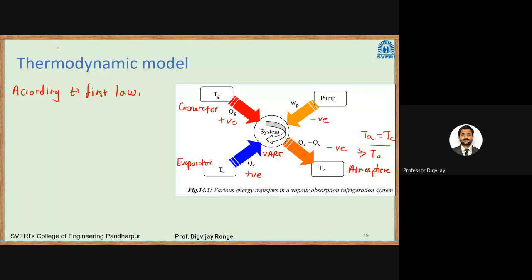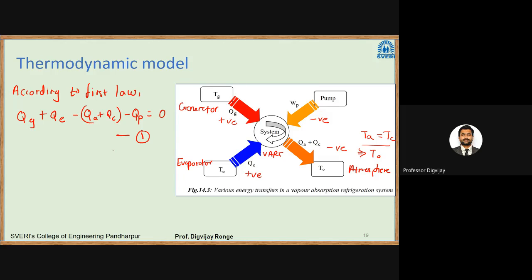So according to the first law, this will be QG, sorry, QG, and then will be QE. Then we have minus QA plus QC. Then we have minus QP is equal to 0. This is the equation number 1. Okay. So according to first law, this will be the equation.